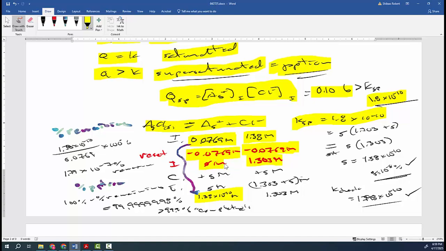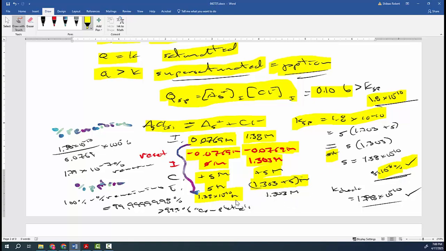Okay, now once I reset the initial conditions, I'm going to go ahead and approach the equilibrium from the left here. So I get plus S molar, and then I'm going to have over here S molar and 1.303 plus S molar. And now I want to solve for S. And so Ksp is going to equal S times 1.303 plus S quantity. And I'm going to use a simplifying assumption here. This is going to equal S times 1.303, and then S is going to equal 1.38 times 10 to the minus 10, which gives us about 10 to the minus 8%. So that checks out. So the simplifying assumption is valid.